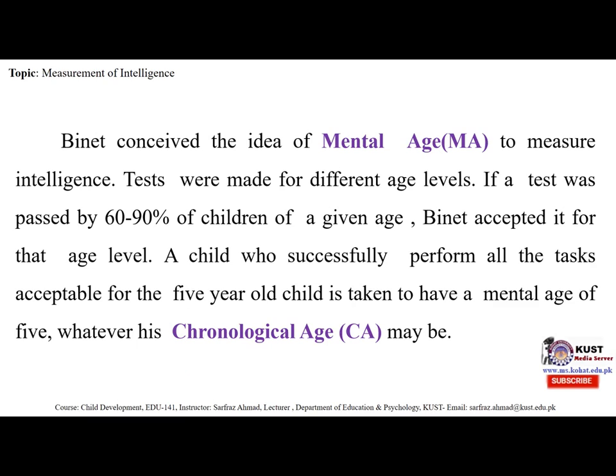Binet introduced the idea of mental age to measure intelligence. Tests were made for different age levels. If a test was passed by 60 to 90% of the children of a given age, Binet accepted it for that age level. A child who successfully performs all the tasks acceptable for a 5-year-old child is taken to have a mental age of 5, whatever his chronological age may be.